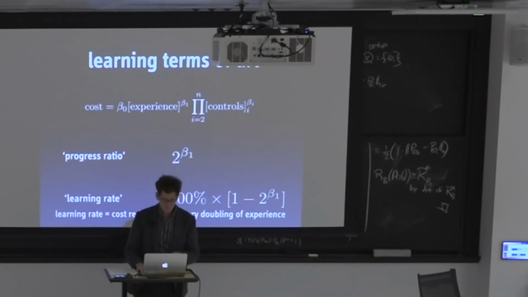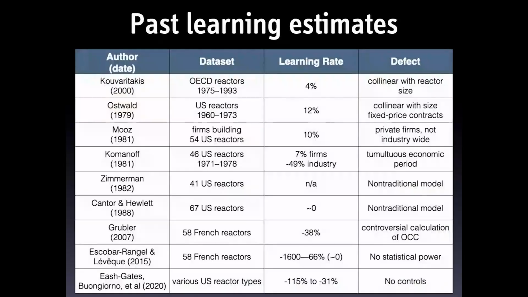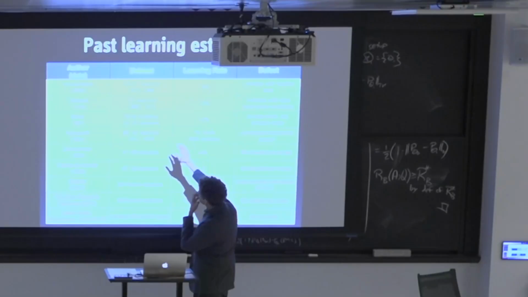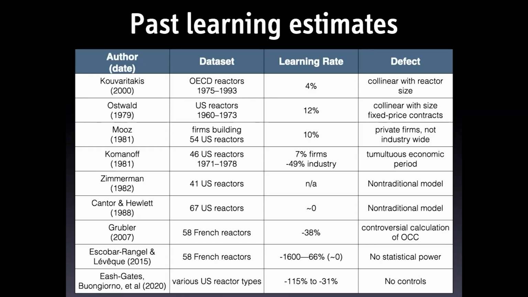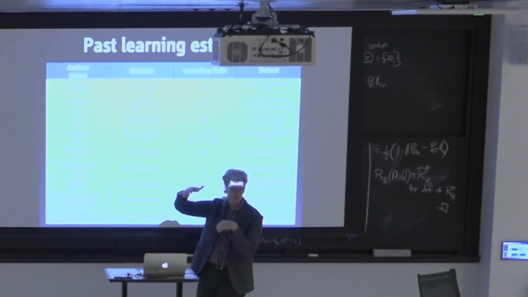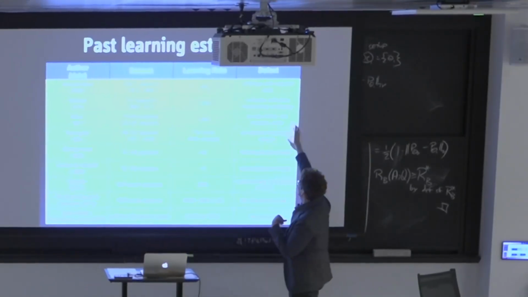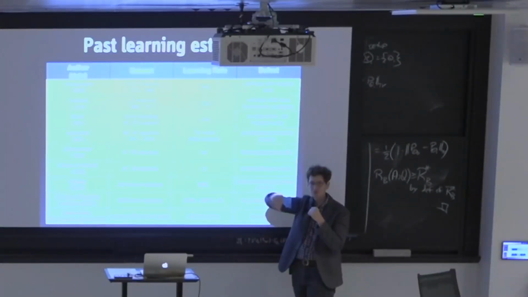All right, so let's look at some historical estimates of learning and critique them, and then we'll do our own. So the early ones, actually these are not organized by time. The first 2 found that indeed if you build more reactors, the cost would come down, 4% per doubling or 12% per doubling. But they made no attempt to control for reactor size. So their models confused the fact that reactors got larger with the cost coming down.